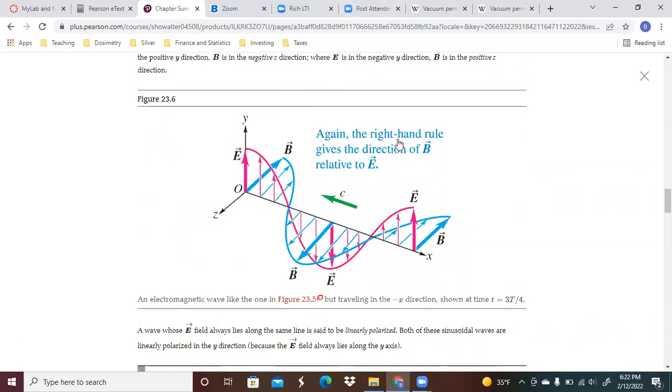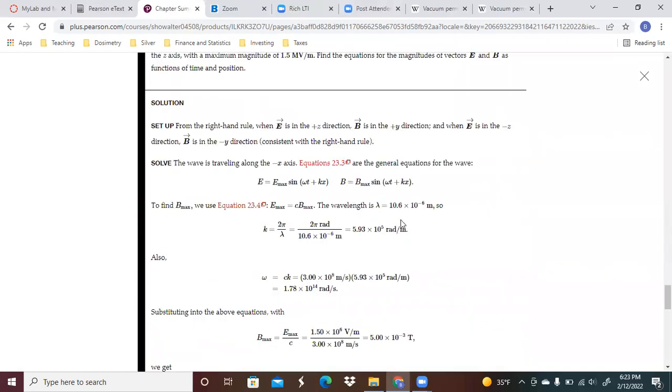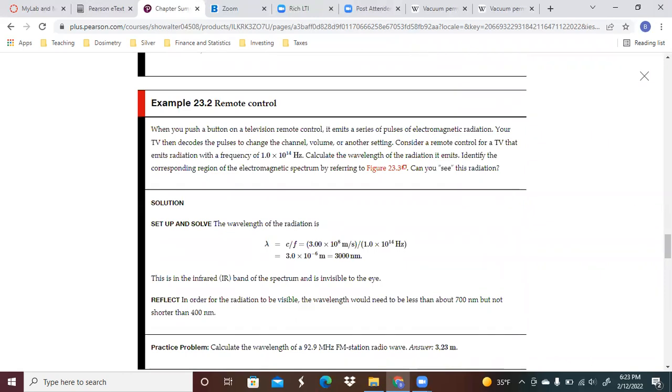Again, the right-hand rule gives the direction of B relative to E. If you take your right hand, point your thumb in this direction, and point your fingers in the direction of the electric field, you would see that the magnetic field would point that way. Doing the same thing over here, the magnetic field points this way. Over here, again, the magnetic field would be pointing in that direction. You have several problems here that I would recommend that you go through.